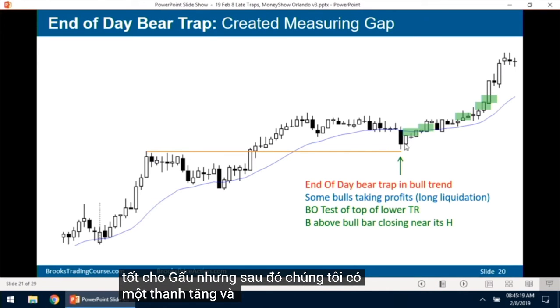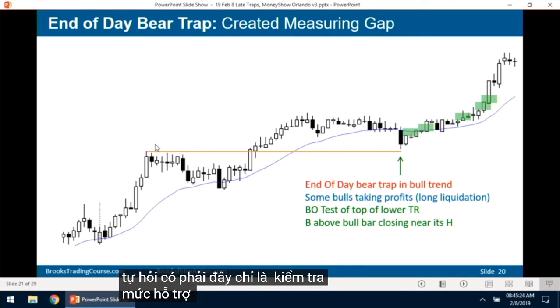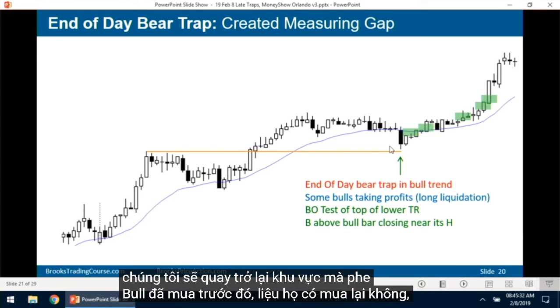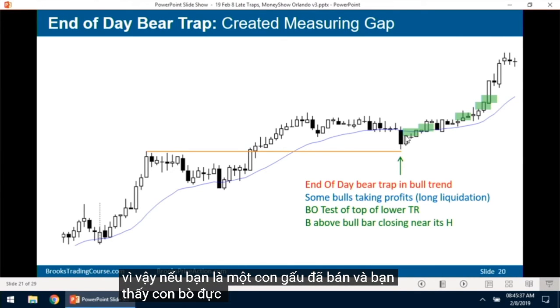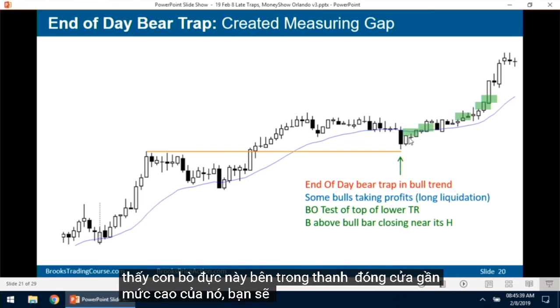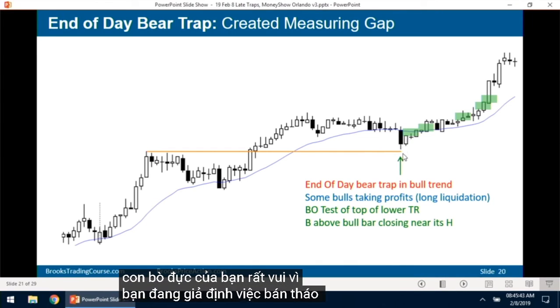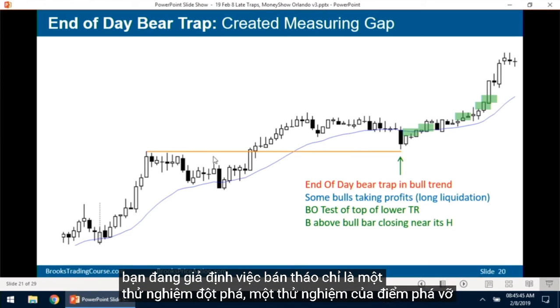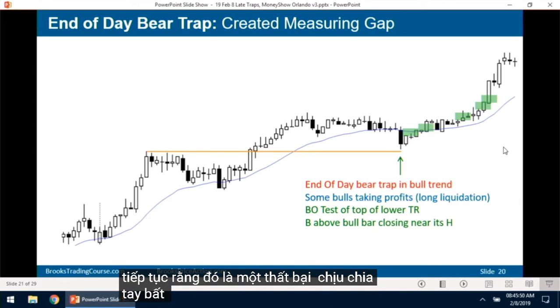But then we have a bull bar, and if I look to the left, I'm wondering, is this just a test of that support level? When the market went above this level, the bulls bought relentlessly. We're back down to that area where the bulls bought earlier. Will they buy again? So if you're a bear who sold and you see this bull inside bar closing near its high, you've got to exit. And if you're a bull, you're very happy because you're assuming the sell-off was just a breakout test, a test of the breakout point, and that the bull trend is going to resume, that it's a failed bear breakout.